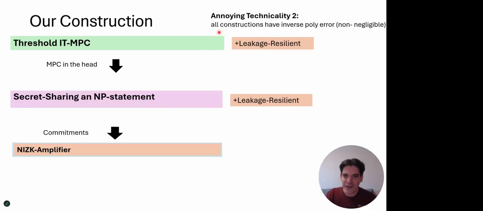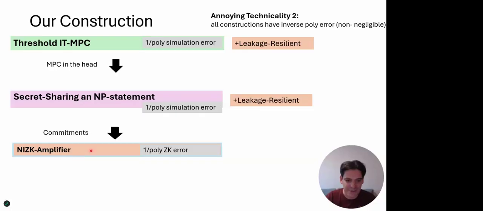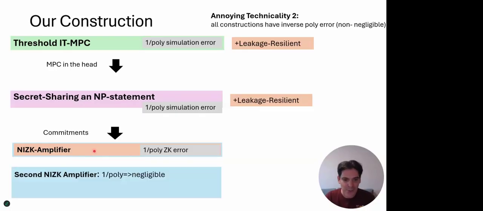Another annoying technicality is that all our constructions have inverse polynomial error instead of negligible. This starts at the top here in the constructions of MPC, and we inherit this 1 over poly error all the way down to the amplifier. So we need another second NISC amplifier that takes us the last mile, from 1 over poly to negligible. We could use for this the amplifier of Bitansky et al., but then we wouldn't get this succinctness property and statistical zero knowledge. So we'll have to present our own amplifier.